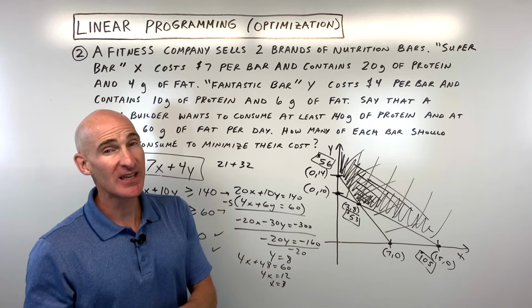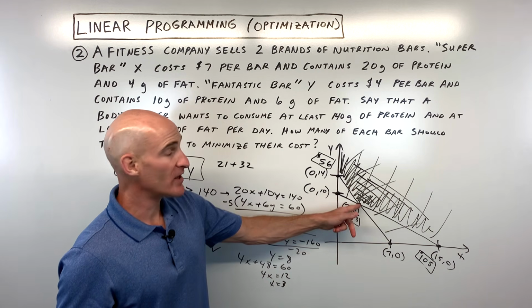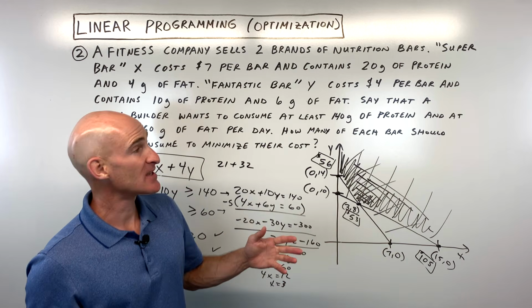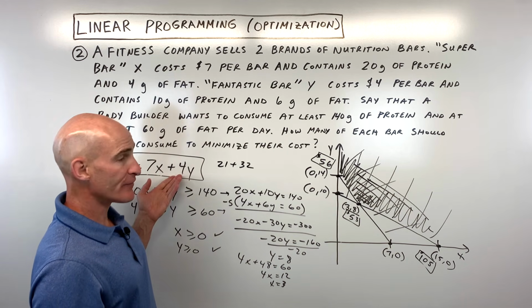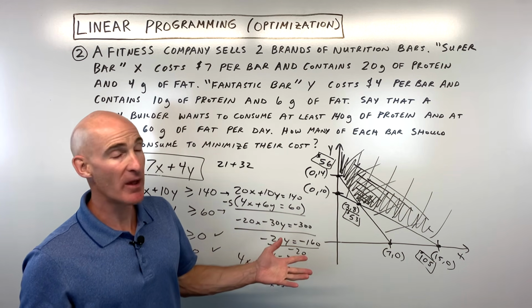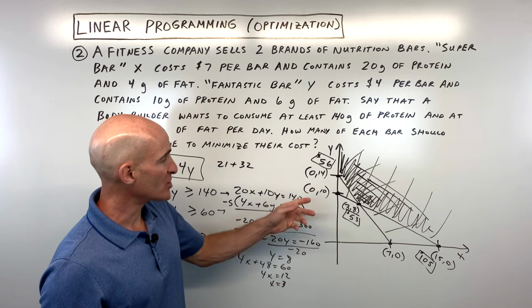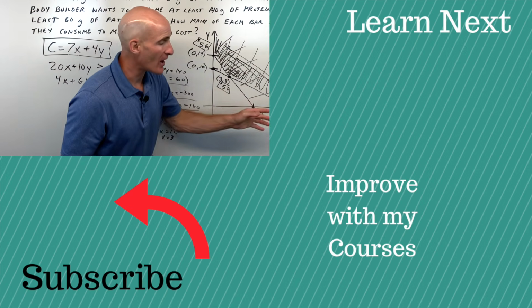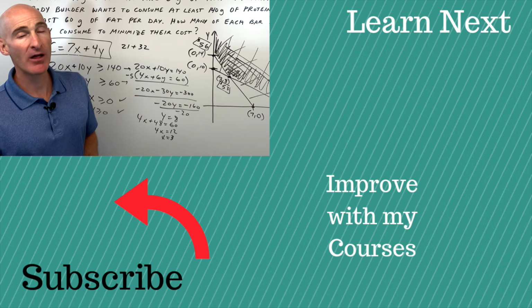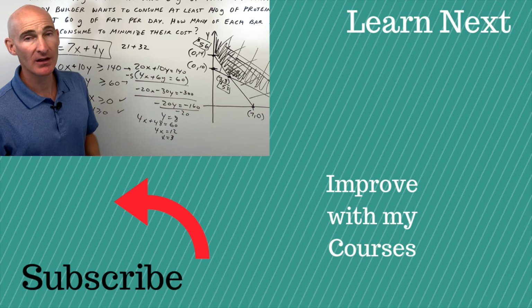Now, you might be saying, Mario, isn't it always the one in the middle? Well, it really depends on the problem. It depends on the objective function. It depends on your constraints. It really depends. But you want to check each of the points that are on the vertices of that shape, that polygon that's formed from the overlapping regions.